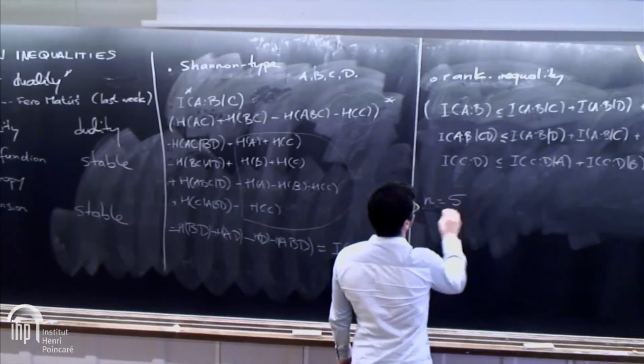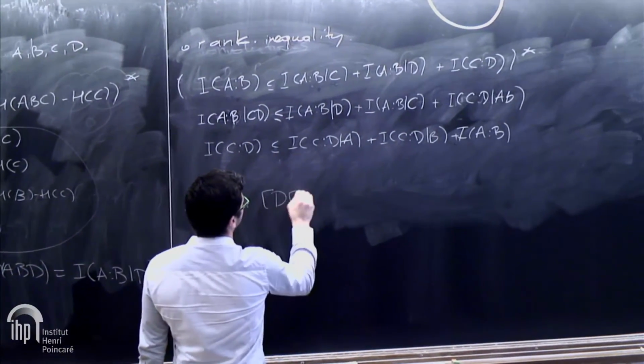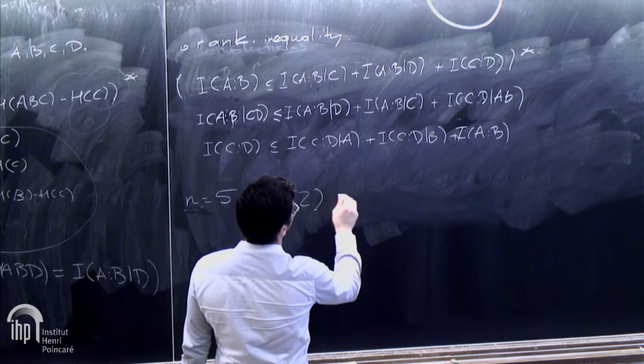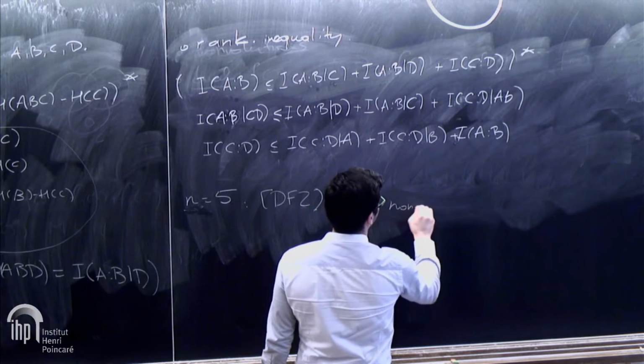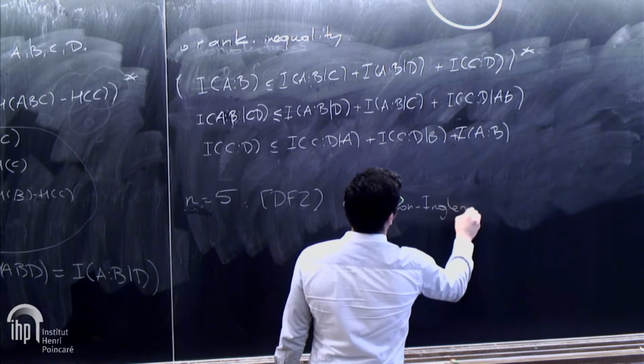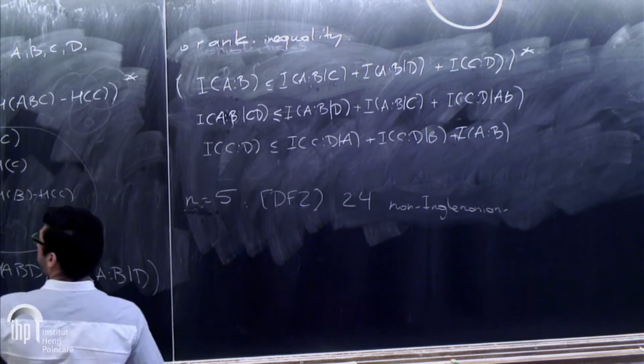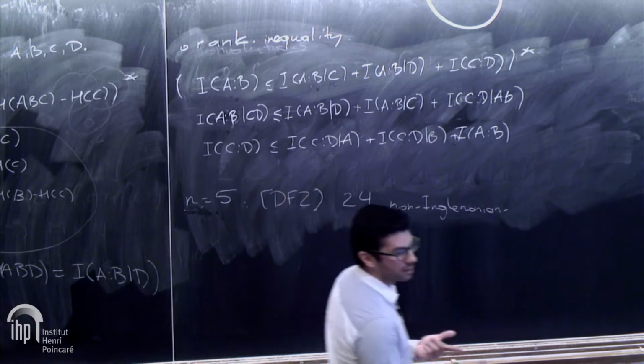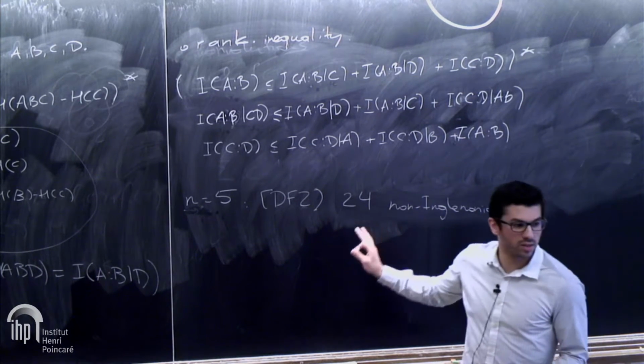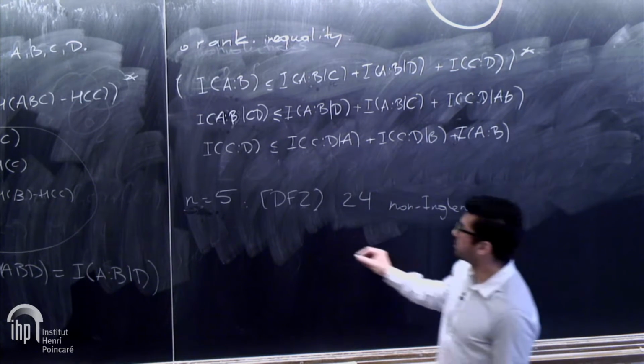For instance, for n equals 5, the paper by DF tells us that there are 24 new non-Ingletonian inequalities. So when we have 5 vector subspaces, we have Shannon-type inequalities, Ingleton inequalities, plus 24 new inequalities that we didn't know before. And duality brings them down to 13 inequalities, because some of them are dual to each other, some are self-dual. So maybe it's a way to symmetrize the problem more and gain something.